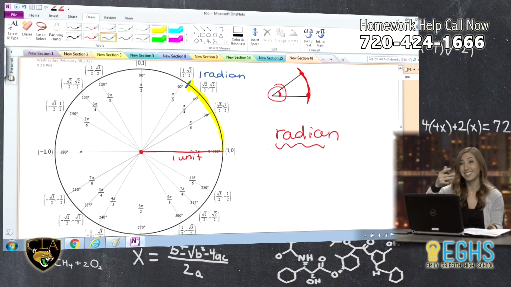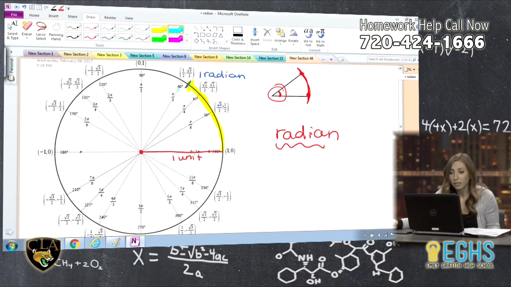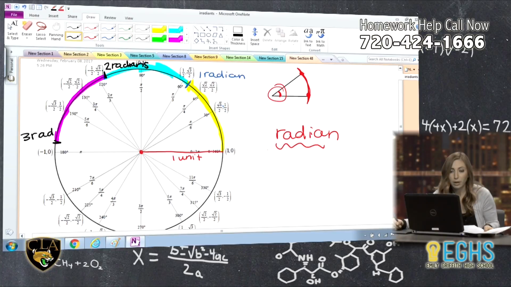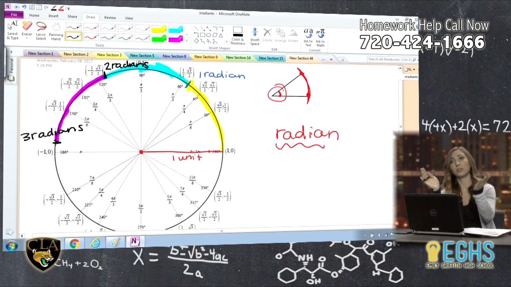In fact, it's about 57 degrees, something like that. If I keep doing this around my circle, here would be about the distance of another radian. Again, I'm just estimating. So here's 2 radians, and if I keep going, about 3 radians right here. Where I'm going with this is that if we think about how many radians are in half of a circle, there's a little bit more than 3, and that number is a very special number in math.